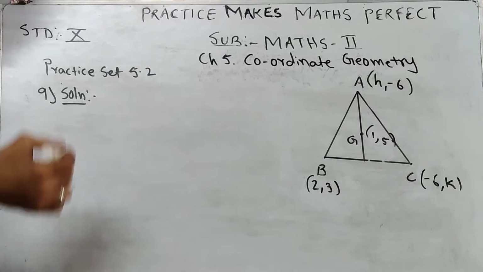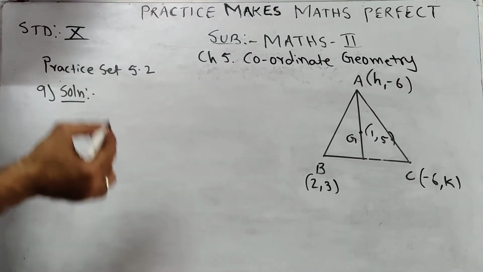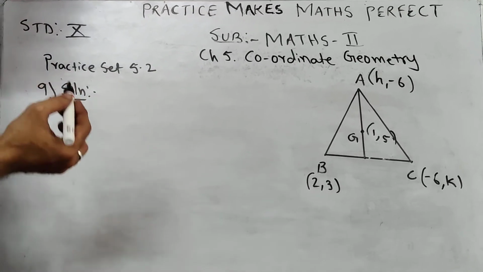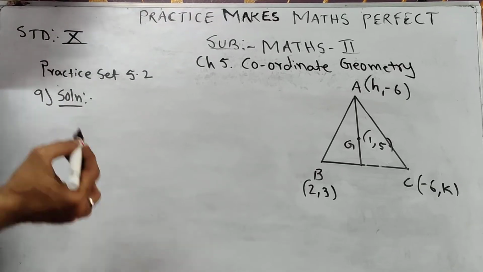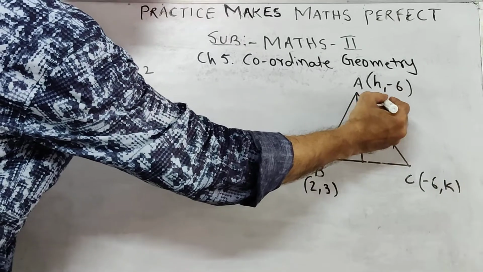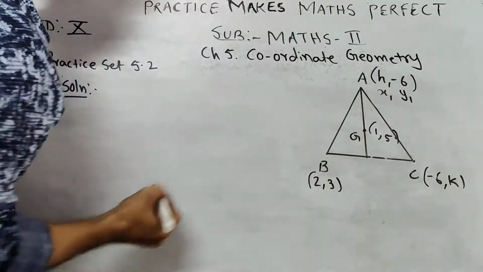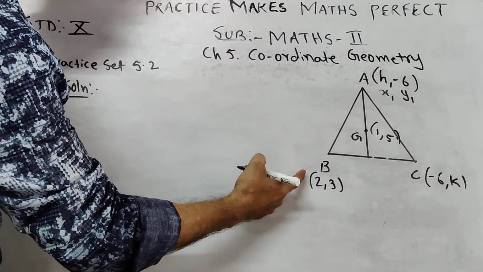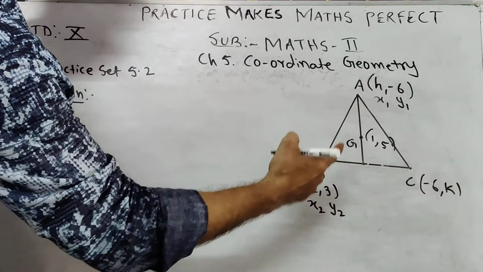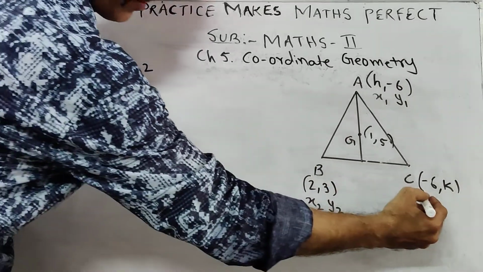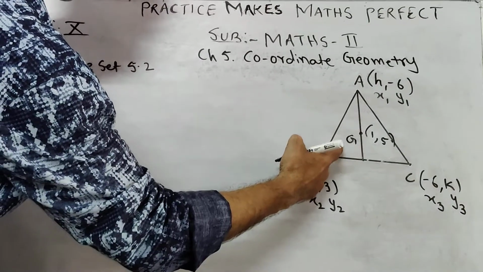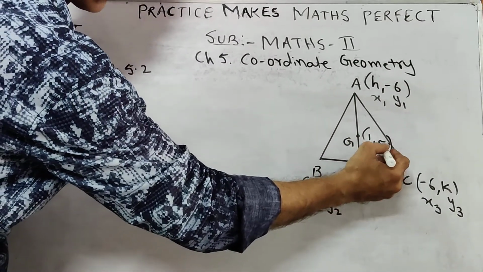Okay, now my dear students, come to sum number 9. Once again, a very easy sum for you based on the centroid formula. Here A is h comma minus 6, so this is x1 and this is y1. B is 2 comma 3, so this will be x2 y2. C is minus 6 comma k, this will be x3 and y3. And G, centroid, that you know very well, this is x comma y.